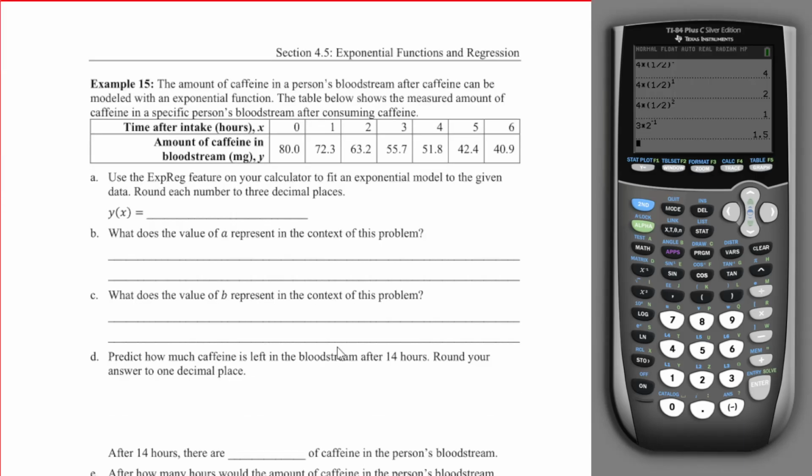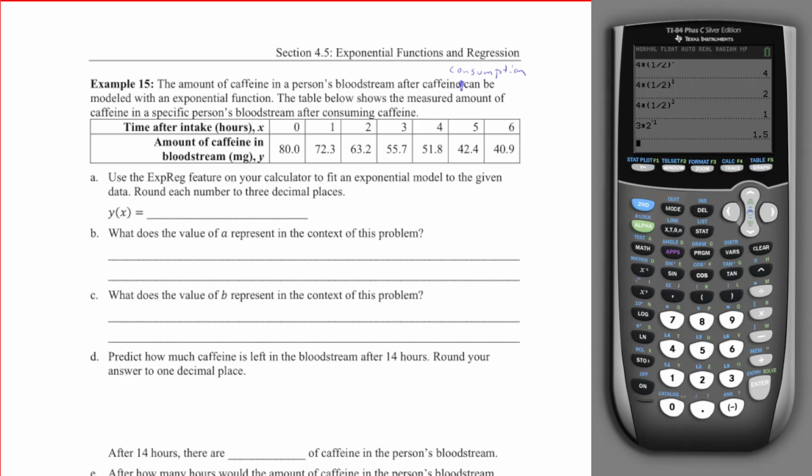So here is an example where an exponential curve is not the perfect fit for the data. This is the amount of caffeine in a person's bloodstream after caffeine consumption. It can be modeled with an exponential function. So there's something about the science here that tells us that an exponential function is what we want to use to try to fit these data.